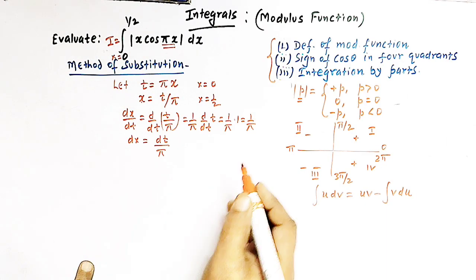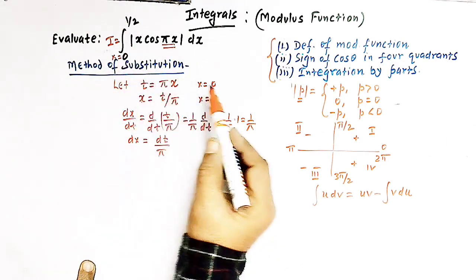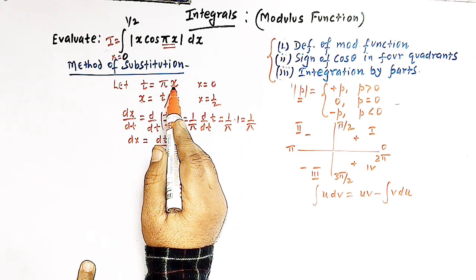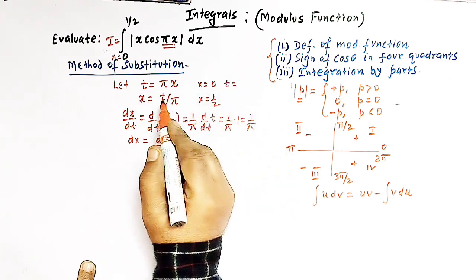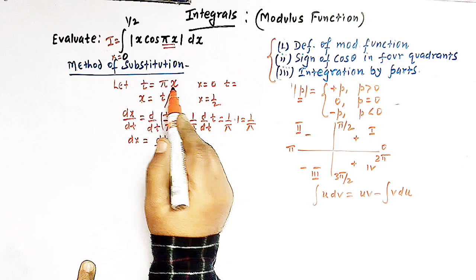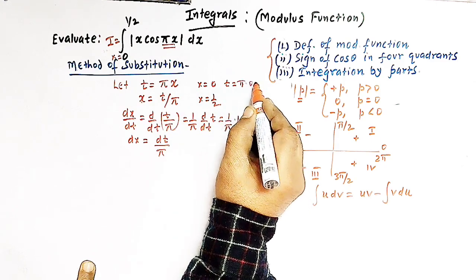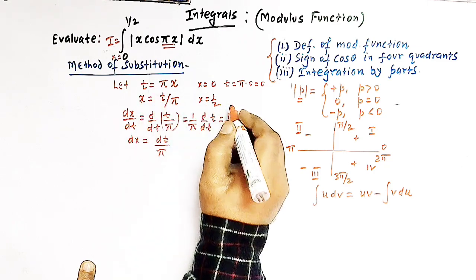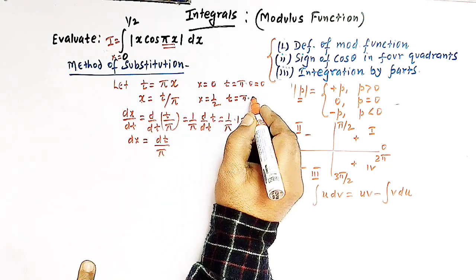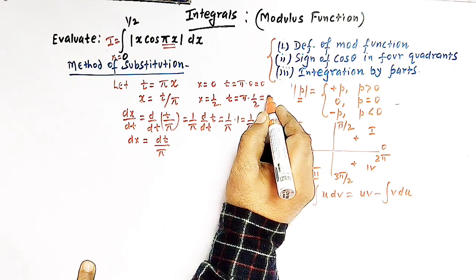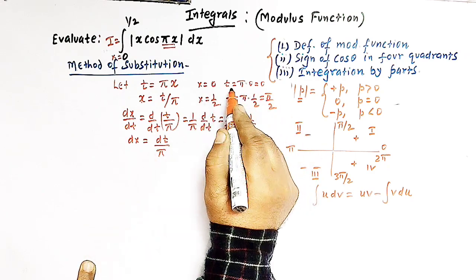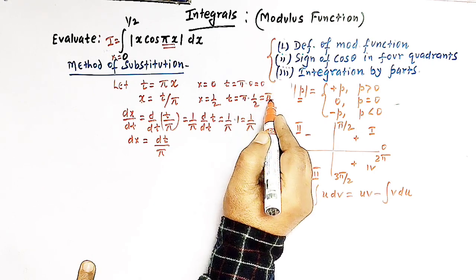So now let us change the limits. See, here x varies from 0 to half. So when x is 0, then the value of t can be calculated from this substitution, t is equal to pi x. So we have pi times 0, that is simply 0. And when x is half, then t is given by pi times half, that is equal to pi over 2. So when x goes from 0 to half, then t changes from 0 to pi by 2.